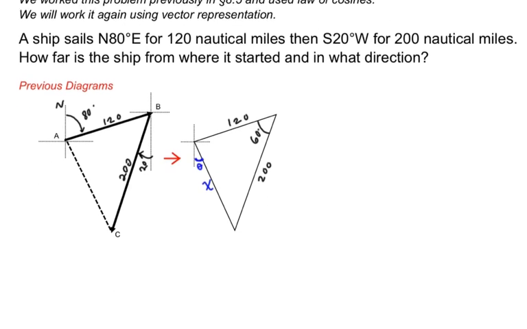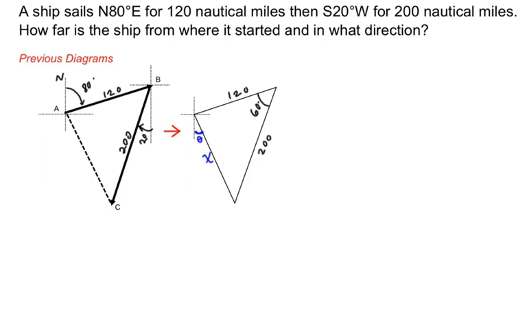In the previous problem we worked through, we used the law of cosines. The problem stated, a ship sails north 80 degrees east for 120 miles, and then south 20 degrees west for 200 miles. How far is the ship from where it started and in what direction? So we want to find x and this angle theta. We developed that triangle, which took us some time to do. Now, we're going to do this without considering this additional triangle here.